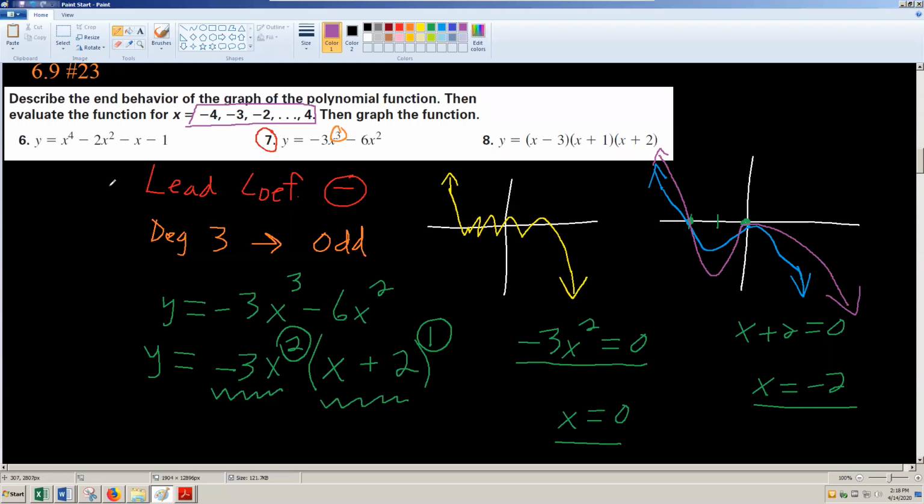So could you plug in -4 into this equation? Yeah. Could you plug in -3 into this equation? Yeah. But I'm not going to make you do that because that would take forever. We have to plug in 9 things. Okay. Yeah. Does that make sense? Yeah. Perfect. Any other questions on 7? Good to go.